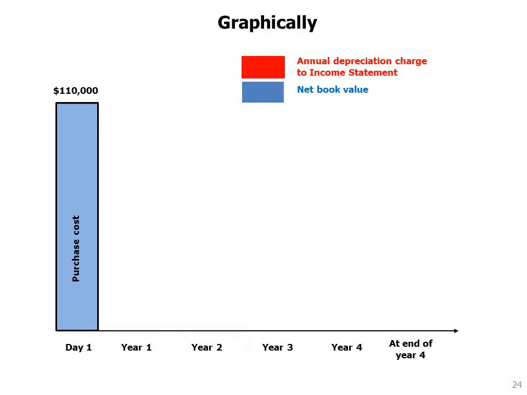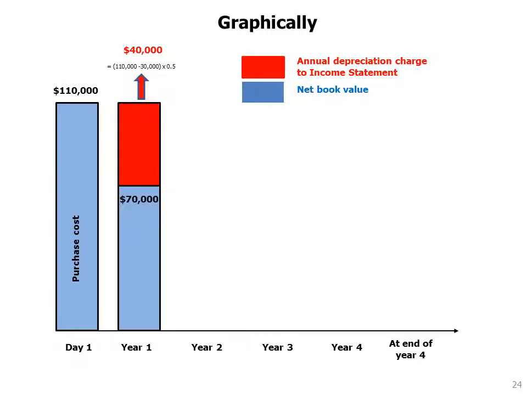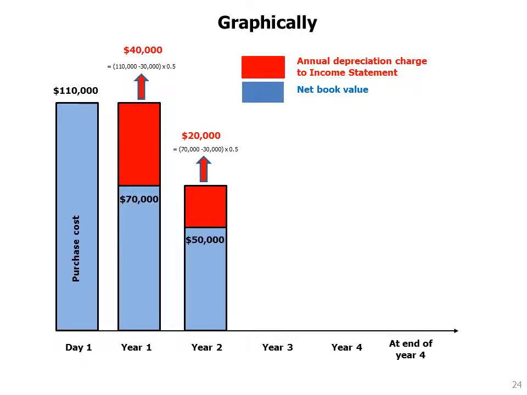And graphically, net book value at the start of day one, $110,000, which is the purchase cost. At the end of year one, we have a depreciation charge of $40,000 compared to the $20,000 under straight line. Net book value has fallen to $70,000. In year two, depreciation charges fall sharply to $20,000, which happens to be the same as the value under straight line. Net book value of $50,000. At year three, the depreciation charge has now fallen to $10,000, which is half that under straight line. Net book value is $40,000.